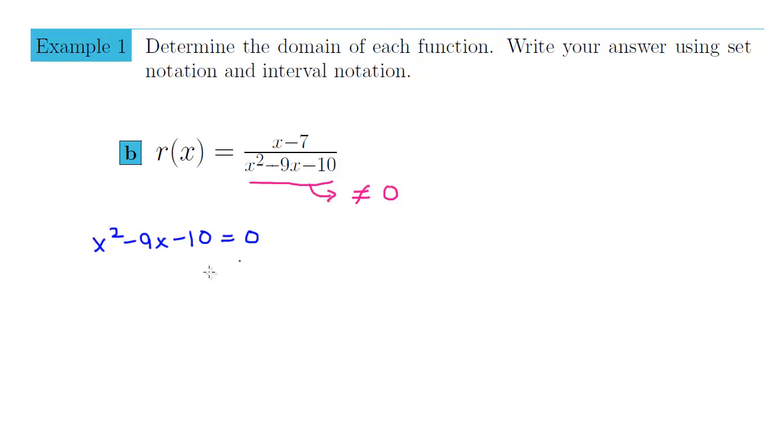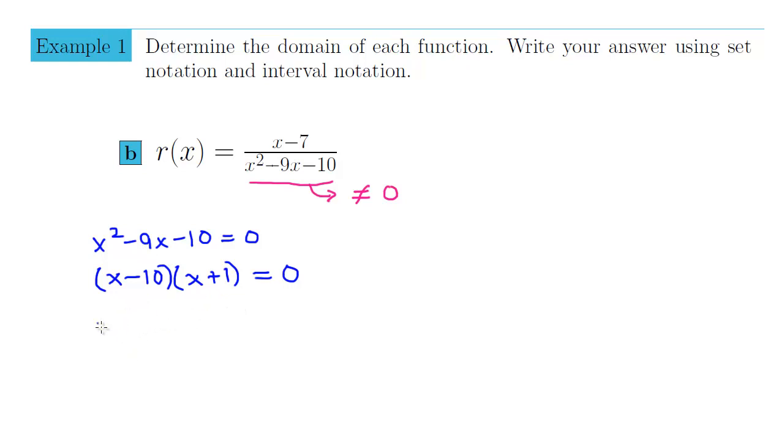This is a quadratic equation, and the easiest way to solve this quadratic equation is to factor. X squared minus 9x minus 10 factors as x minus 10 times x plus 1, right? Because negative 10 times 1 is negative 10, and negative 10 plus 1 gives us negative 9.